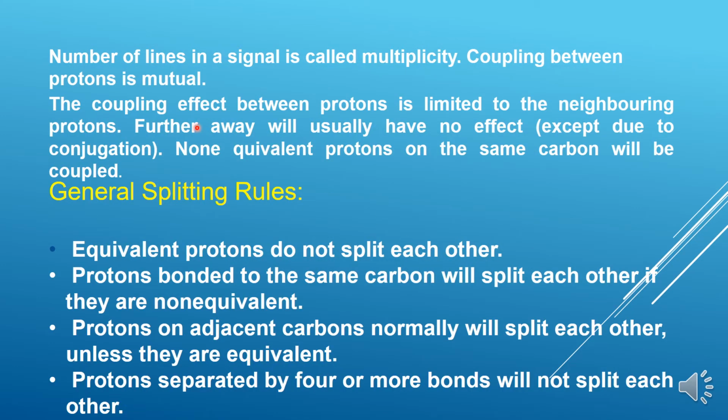The number of lines in the signals is called multiplicity. Coupling between the protons is mutual. Coupling effect between the protons is limited to the neighboring protons. Further away will usually have no effect, except due to conjugation. Non-equivalent protons on the same carbon will be coupled.